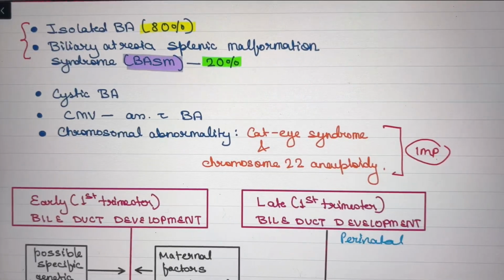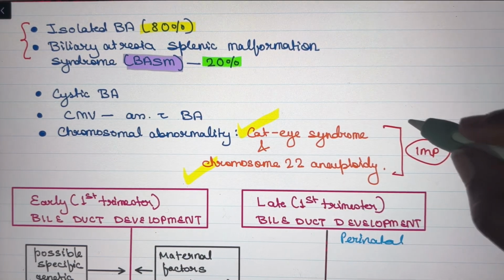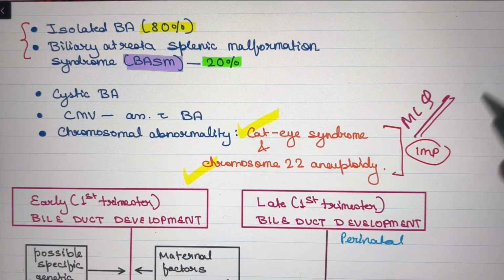This might be asked in MCQs. What are the chromosomal abnormalities? One is chromosome 22 aneuploidy, another one is cat eye syndrome. This is asked in MCQs. So this is important: chromosomal abnormality.